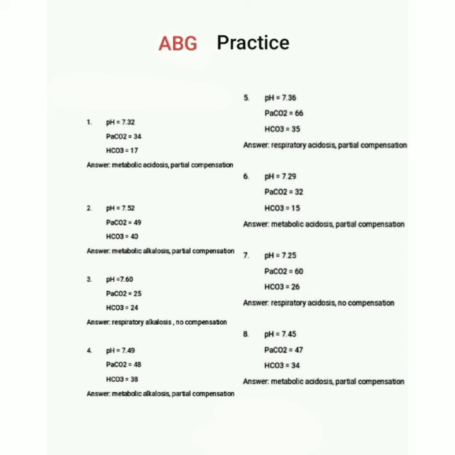Now question number 8. pH is 7.45. Normal level is 7.35 to 7.45, nearly the upper level is 7.45. And partial pressure of carbon dioxide is 47. We know that 35 to 45 is the normal level, so that is an increase. So both are in the same direction, metabolic, and partial compensation, because 7.45 is the upper limit of the normal level. So the answer is metabolic alkalosis, partial compensation.